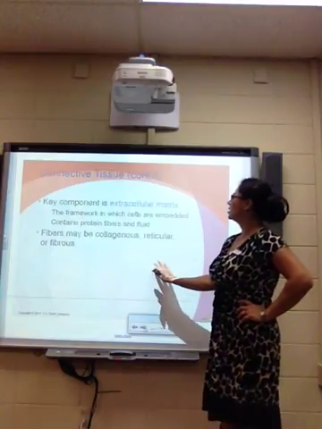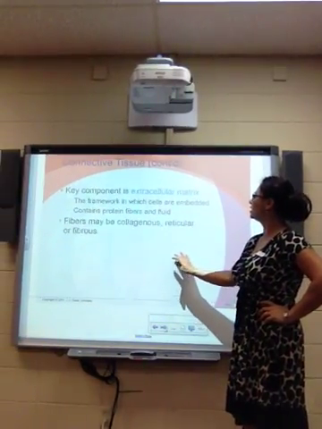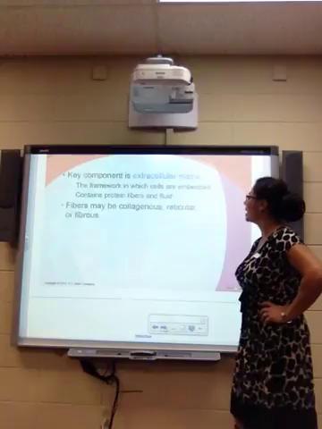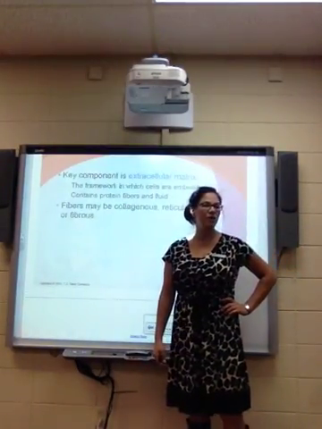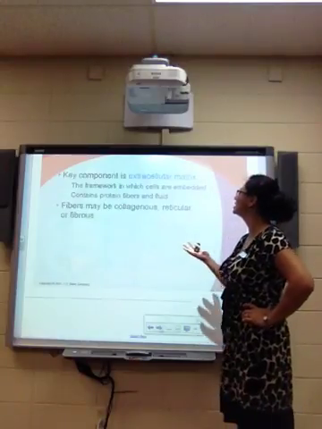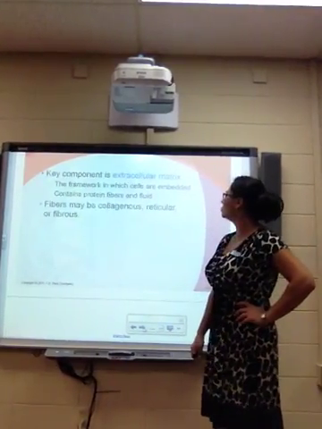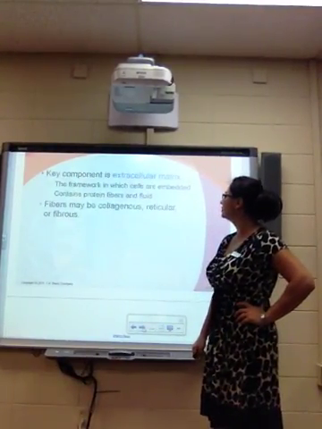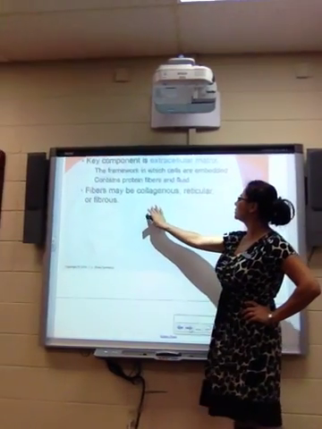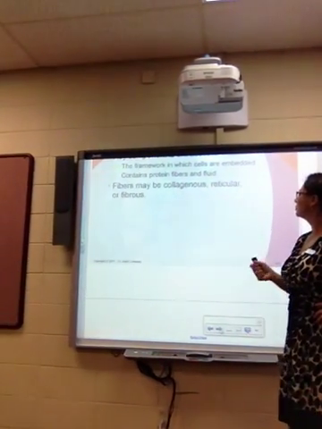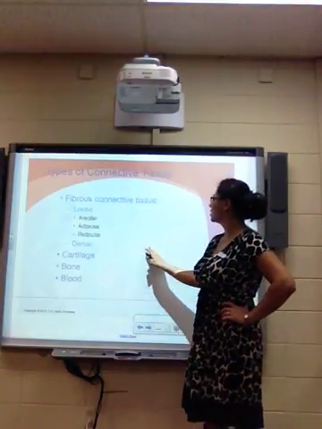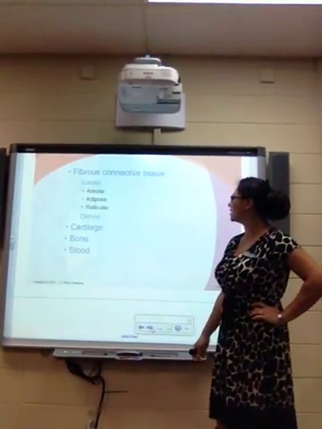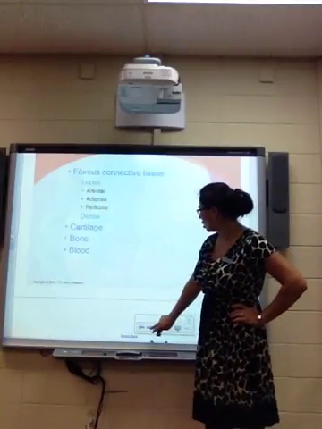The big thing about your connective tissue is what's called the extracellular matrix. This is what makes up connective tissue, the very basis of it. What is it made of? Some protein and some fluids. And these fibers can be cartilaginous, reticular, or fibrous. Here's some of our fibrous with loose and dense. We have cartilage, bone, and blood.